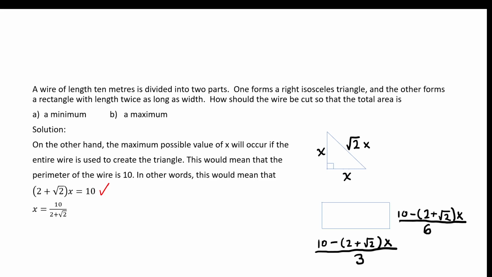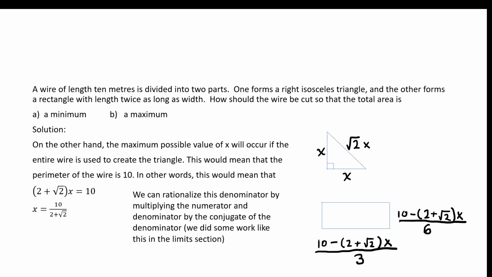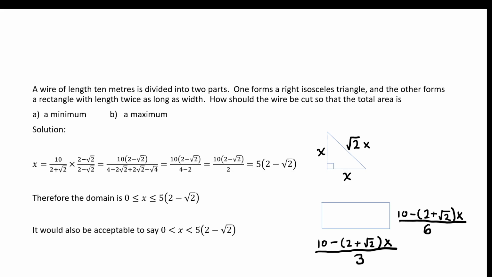If that was the case, then the perimeter of the triangle would equal 10. X would be 10 over 2 plus root 2. So we can rationalize this denominator by multiplying numerator and denominator by the conjugate of the denominator. Okay, and when we do that, we've got 10 over 2 plus root 2, multiplying top and bottom by 2 minus root 2 gives us 5 times 2 minus root 2 ultimately.